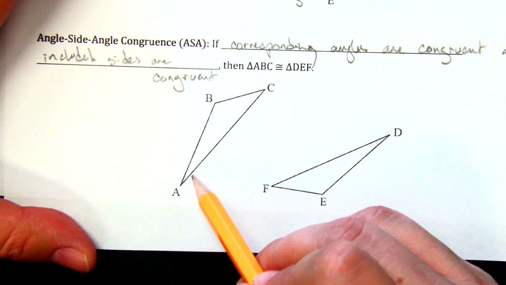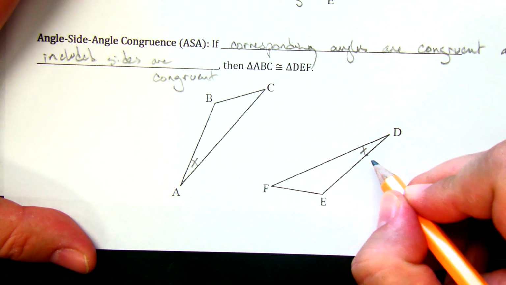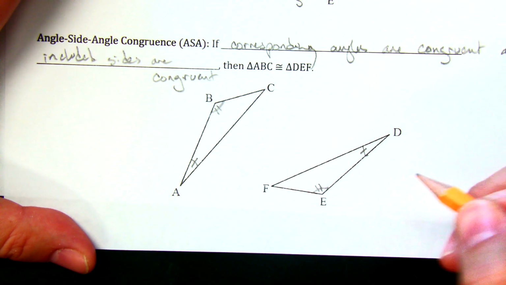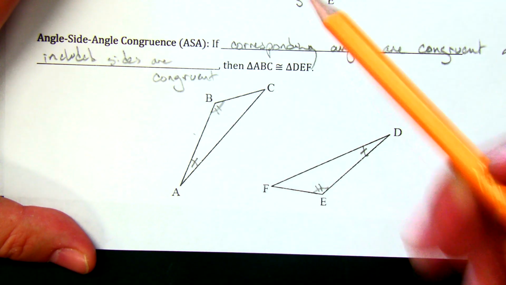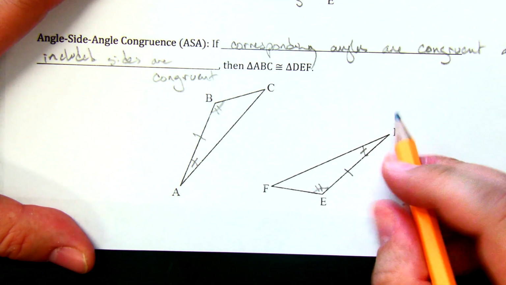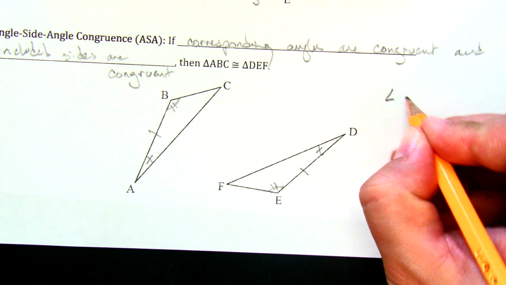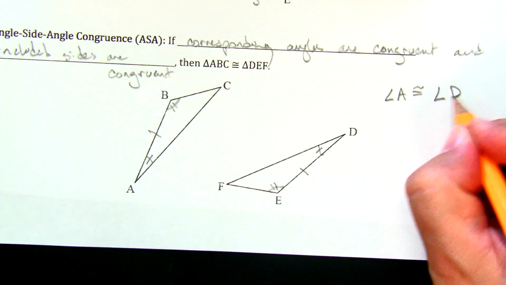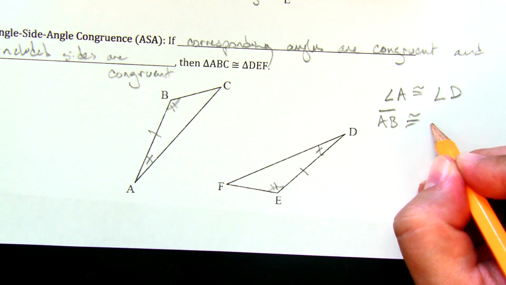So if I know, for instance, that angle A is congruent to angle D, and I know that angle B is congruent to angle E, and I've got this side in between, the included side. That's just like included angle. Included side is the side between the two angles. So in this case, AB, in this case, DE. Now, based on this, I've got angle A is congruent to angle D. I've got AB is congruent to DE.